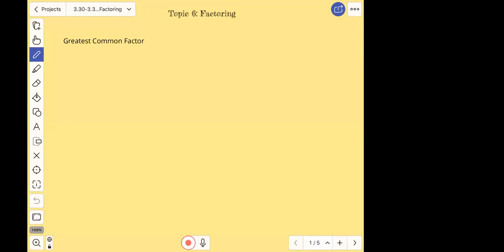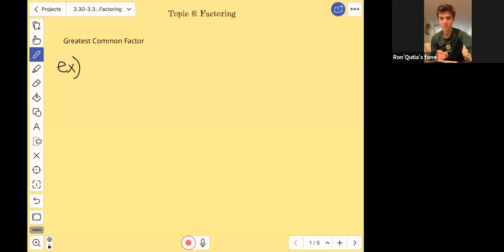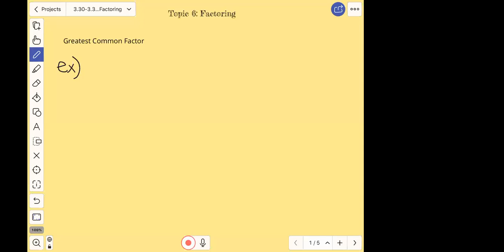Okay, so the main part of factoring, the first thing you want to look at is the greatest common factor. So we'll see how this works, me writing on the screen. Can you guys see that okay? I just wrote EX. Yes, we can see that. Okay, awesome, thank you. Okay, let's go through an example.